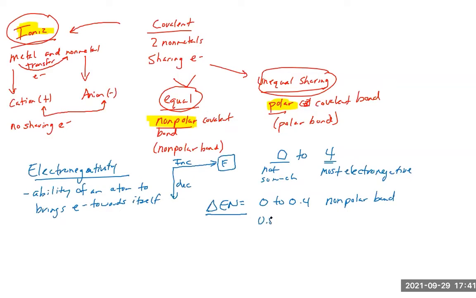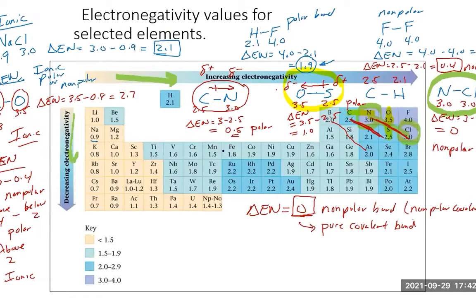Really, like 0.5 to less than 2 is considered a polar bond. And not perfect, but usually above 2 is an ionic bond. You can actually have a value less than 2 and still be ionic, but usually above 2 is definitely an ionic bond.